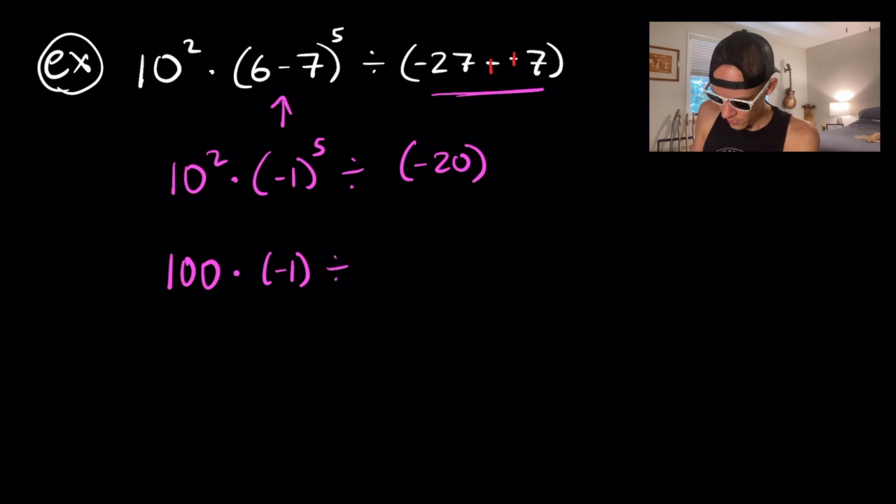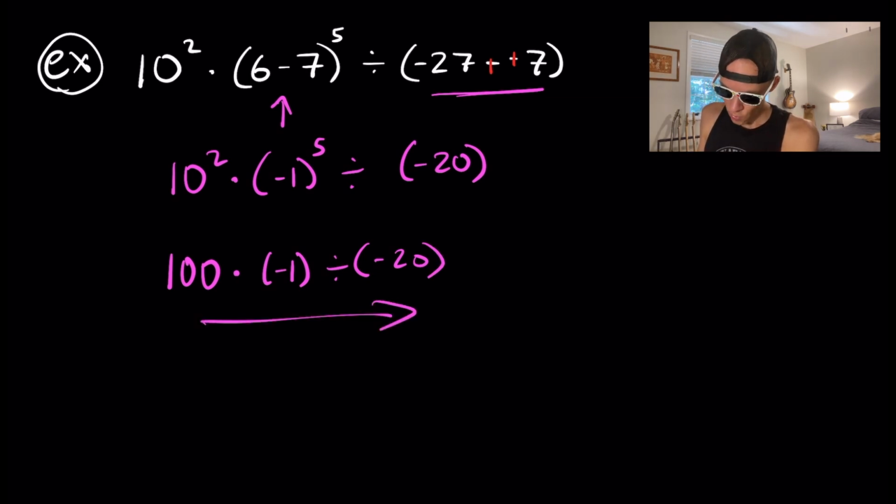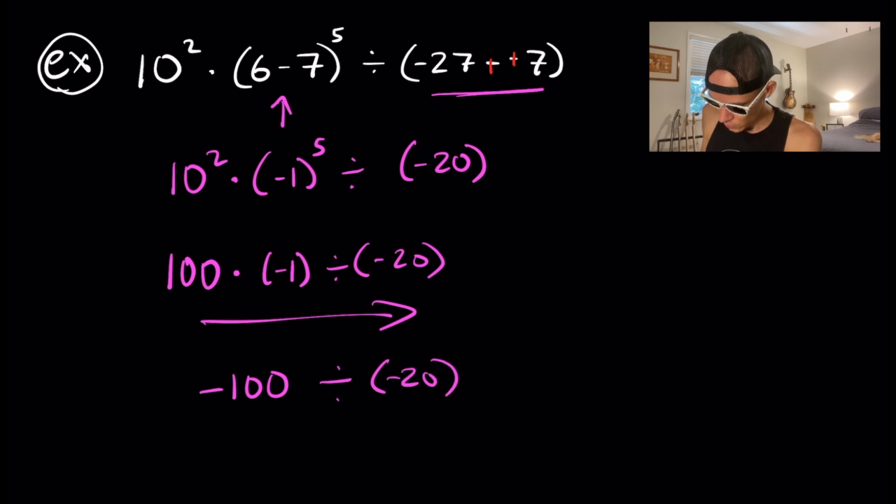All right, and then divided by negative 20. So now we just have multiplication and division. I'm going left to right. 100 times negative 1 is negative 100. And then divided by negative 20. The negatives will cancel each other out. A negative divided by a negative is a positive. And 100 divided by 20 is 5. So we'll have positive 5, and that's it.